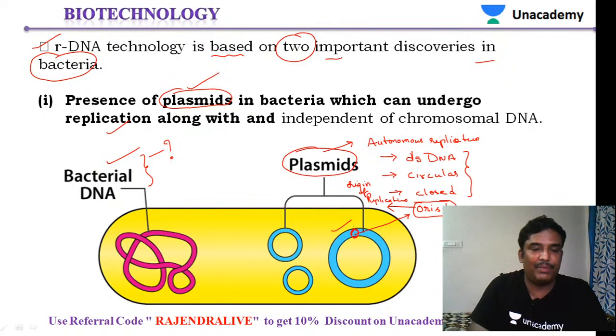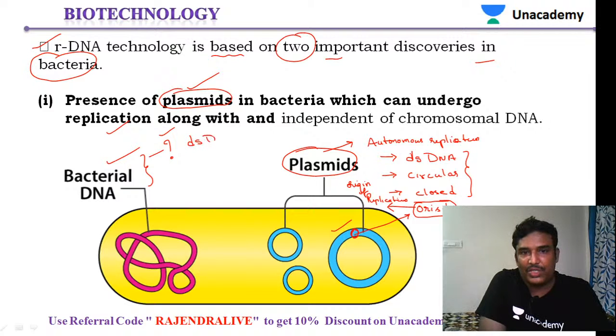Can anybody tell me, what are the properties of the bacterial DNA? If you see the bacterial DNA, no doubt it is also double strand DNA. It is also circular, and it is also closed.